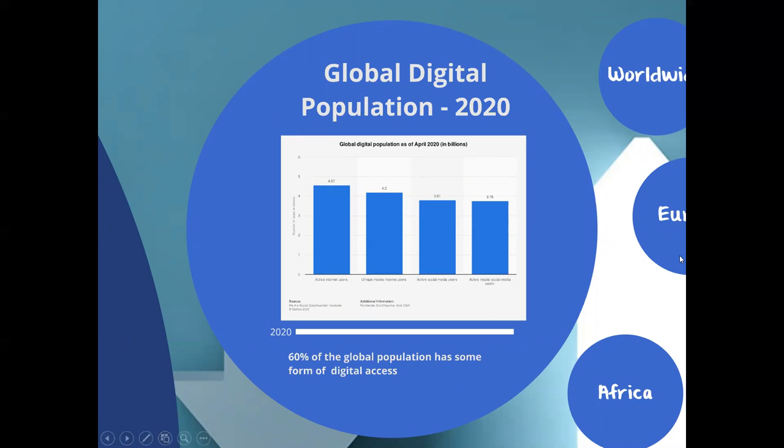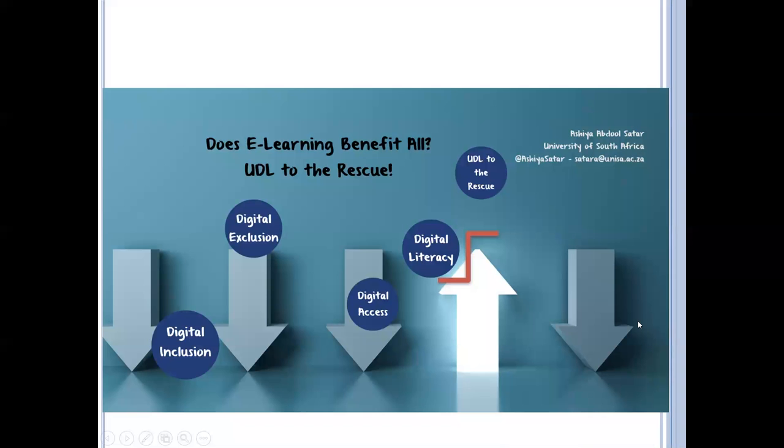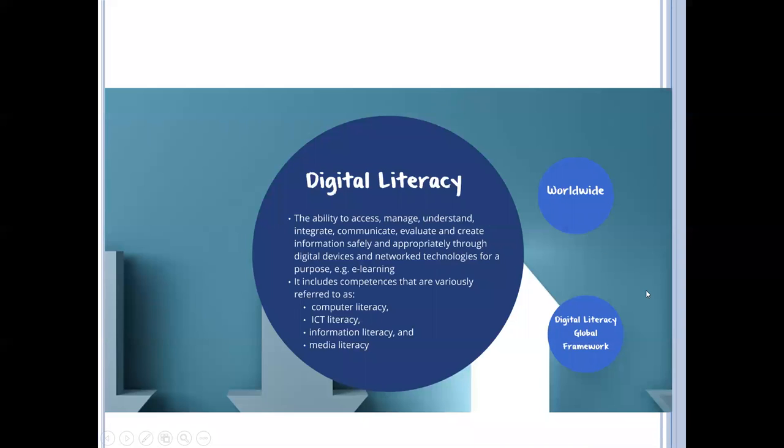So we've already gone through all the statistics worldwide. Now we're going to the next step, which is digital literacy. So what do we understand by digital literacy? This means the ability to access, manage, understand, integrate, communicate, evaluate, and create information safely and appropriately through digital devices and network technologies for a purpose. Example, e-learning or e-commerce. But our purpose is e-learning at the moment.